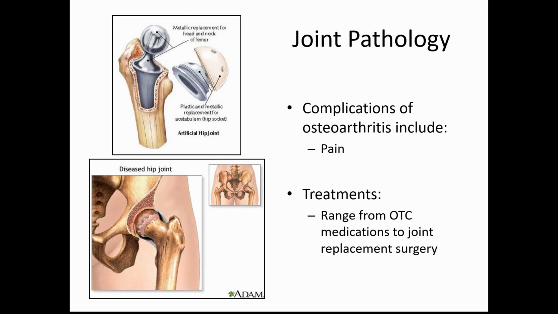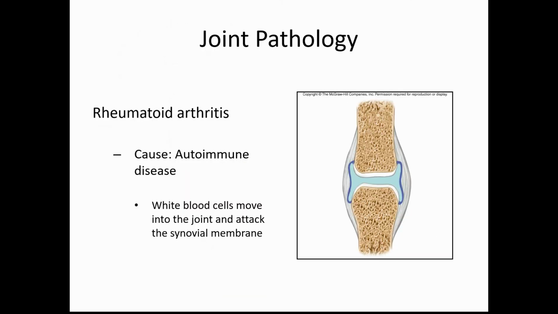Complications of OA include pain. Treatments range from anything from over-the-counter medications to joint replacement surgery. RA, or rheumatoid arthritis, is an autoimmune disease. This is where your white blood cells start to attack the synovial membrane that's found in our synovial joints.